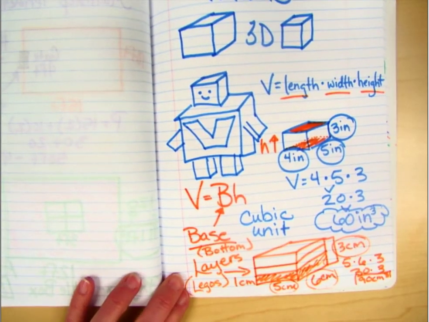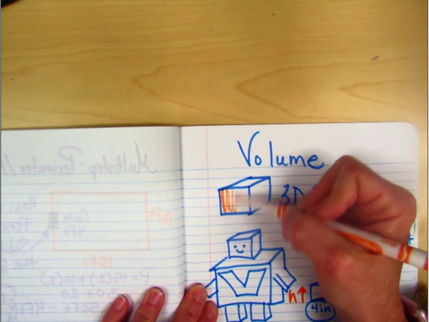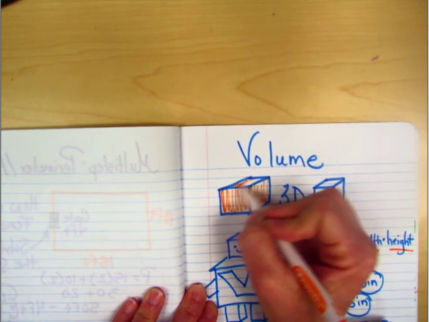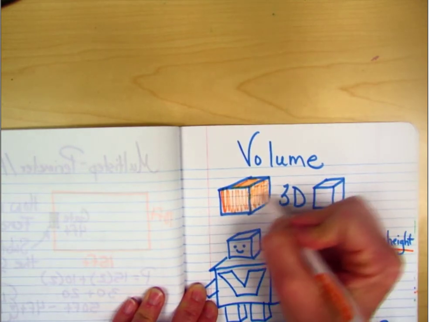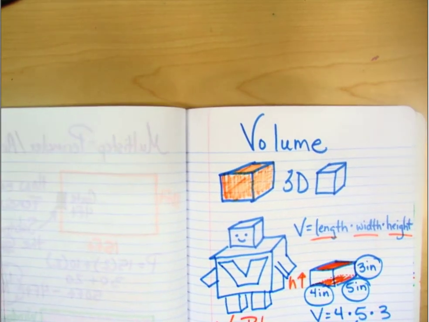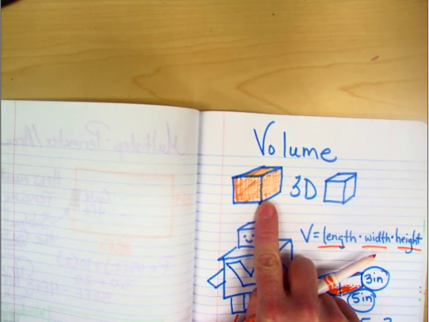So we're finding volume, we're finding how much we can fill up the entire space. If this was a fish tank and I wanted to find the volume of the fish tank, I would see how much water I could fit inside that fish tank. And by doing that, you find cubic units.